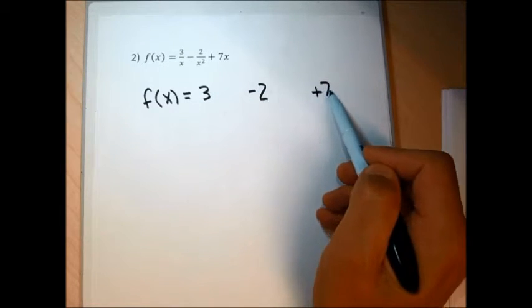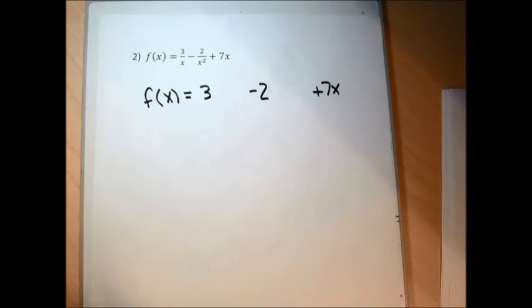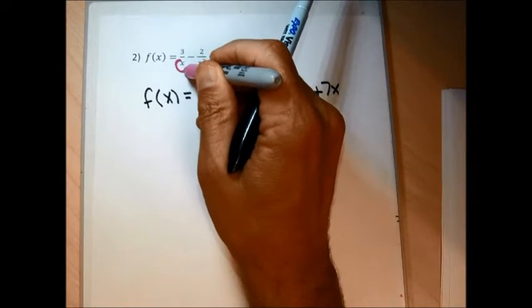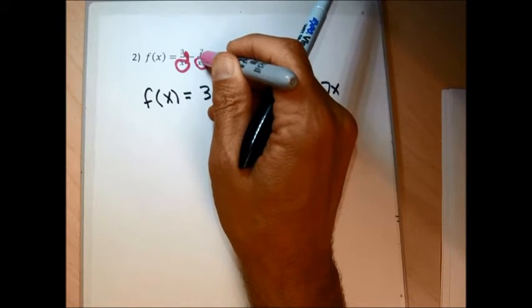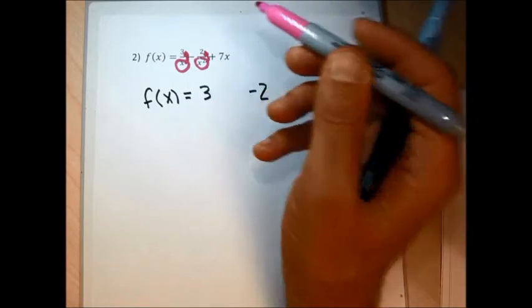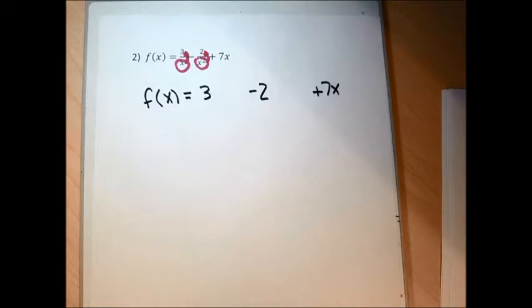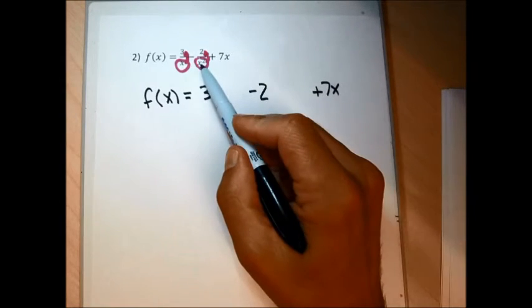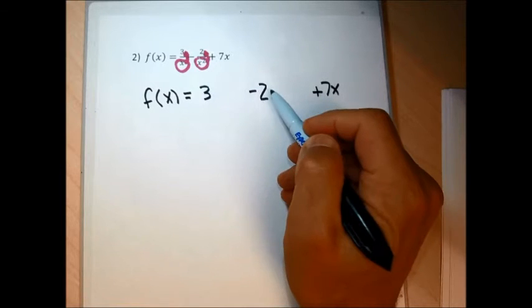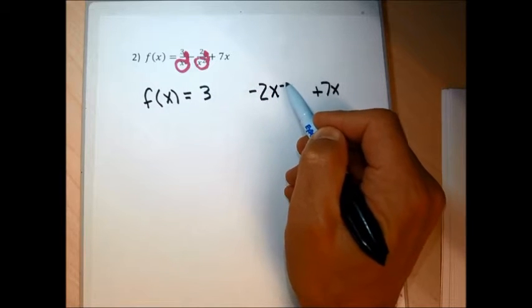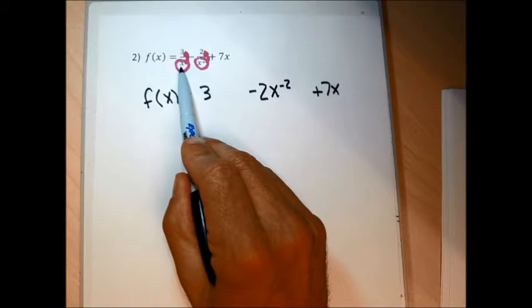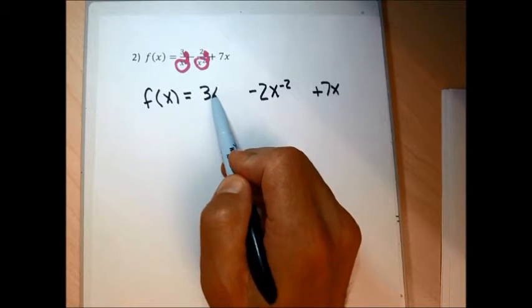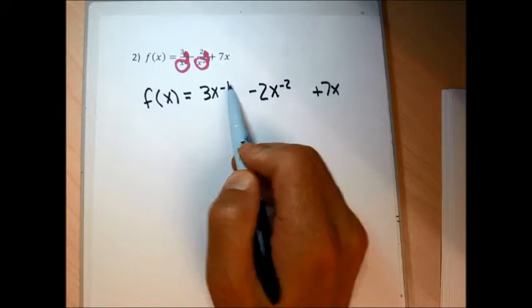So 2 of the pieces need to be rewritten, and I'm going to rewrite them by making them non-fractions. I'm going to take the x's that are in the denominators, move them up to the numerators, and when I do that, I have to change the sign of their exponent. It's easy on that term to see that it changes to minus 2x to the negative 2, but that x, there's an implied exponent of 1, so when I change it, it turns to 3x to the negative 1.